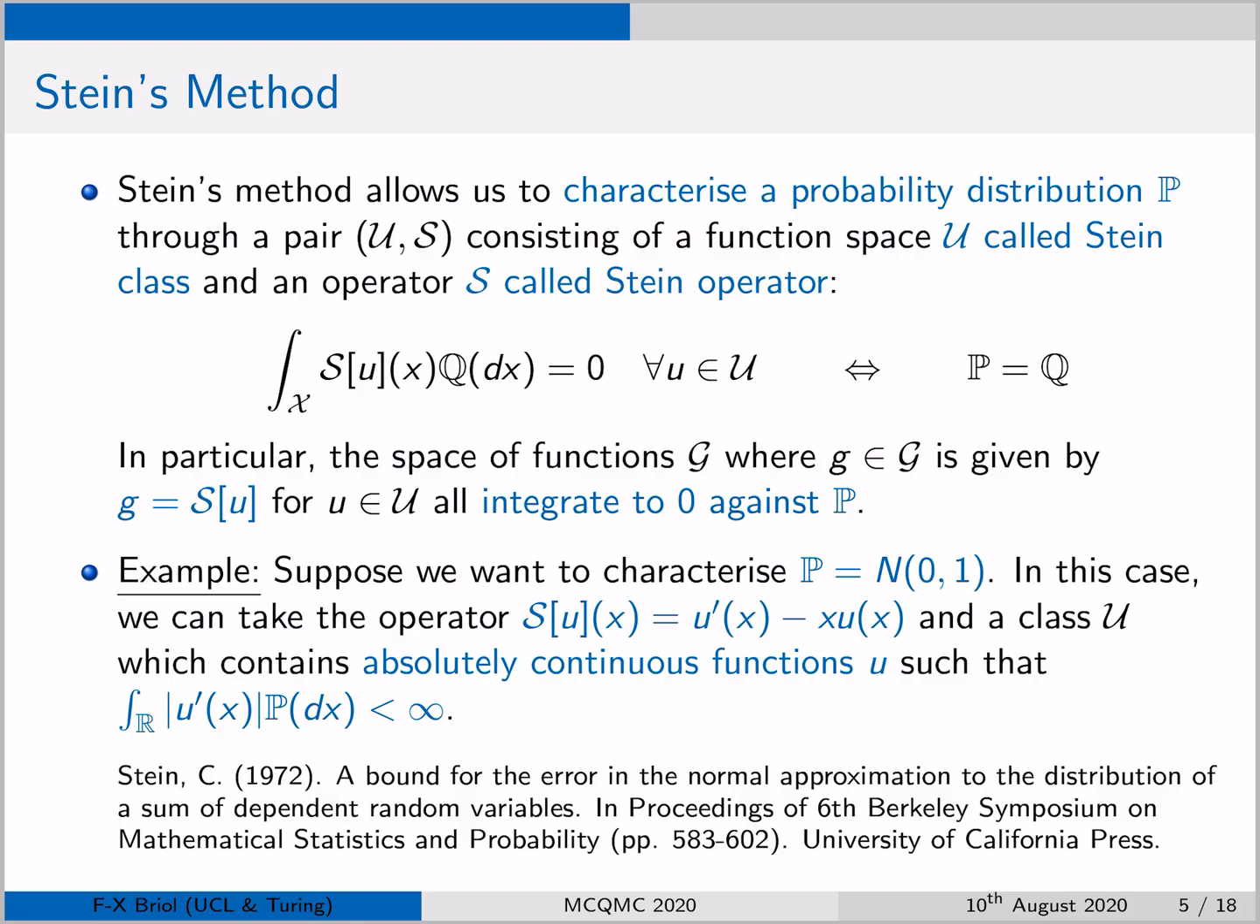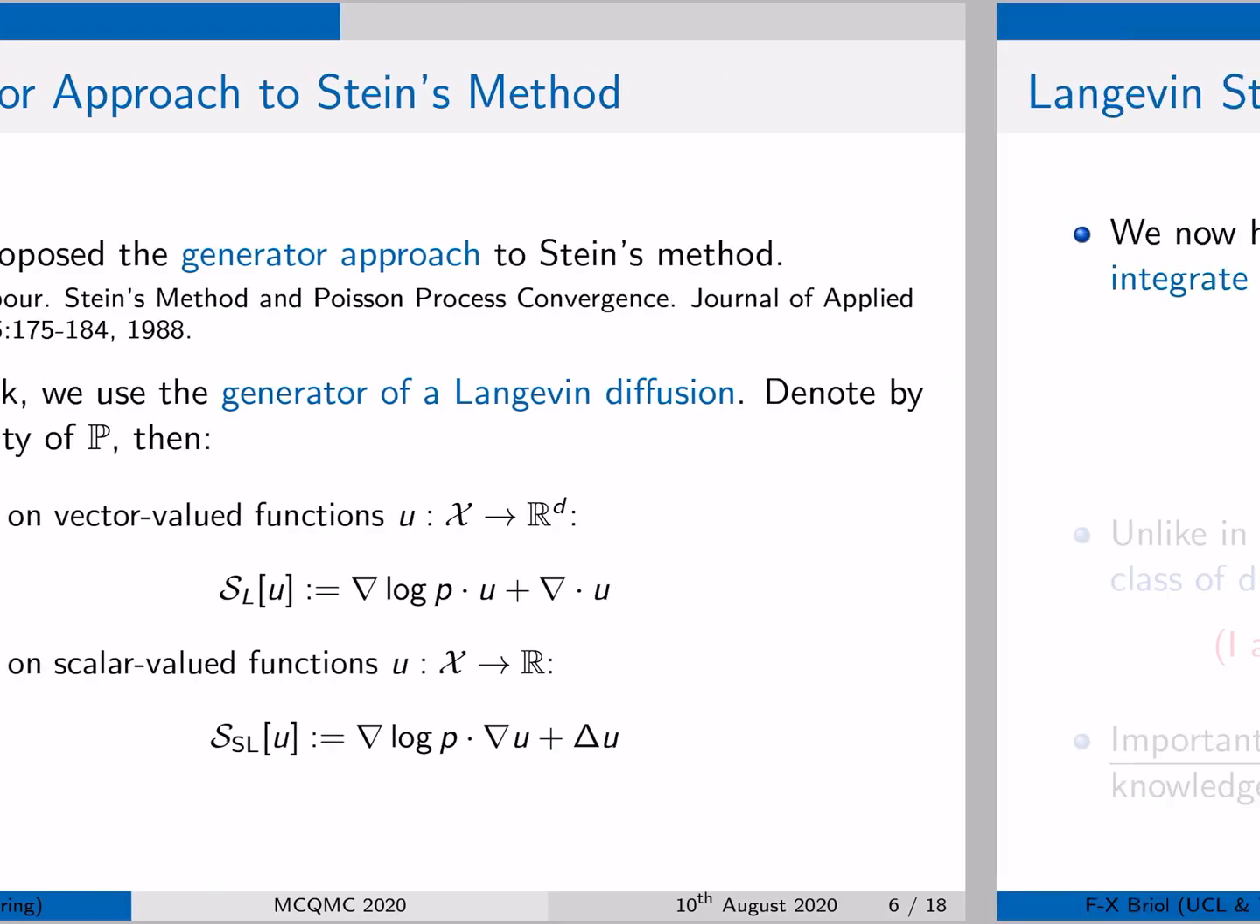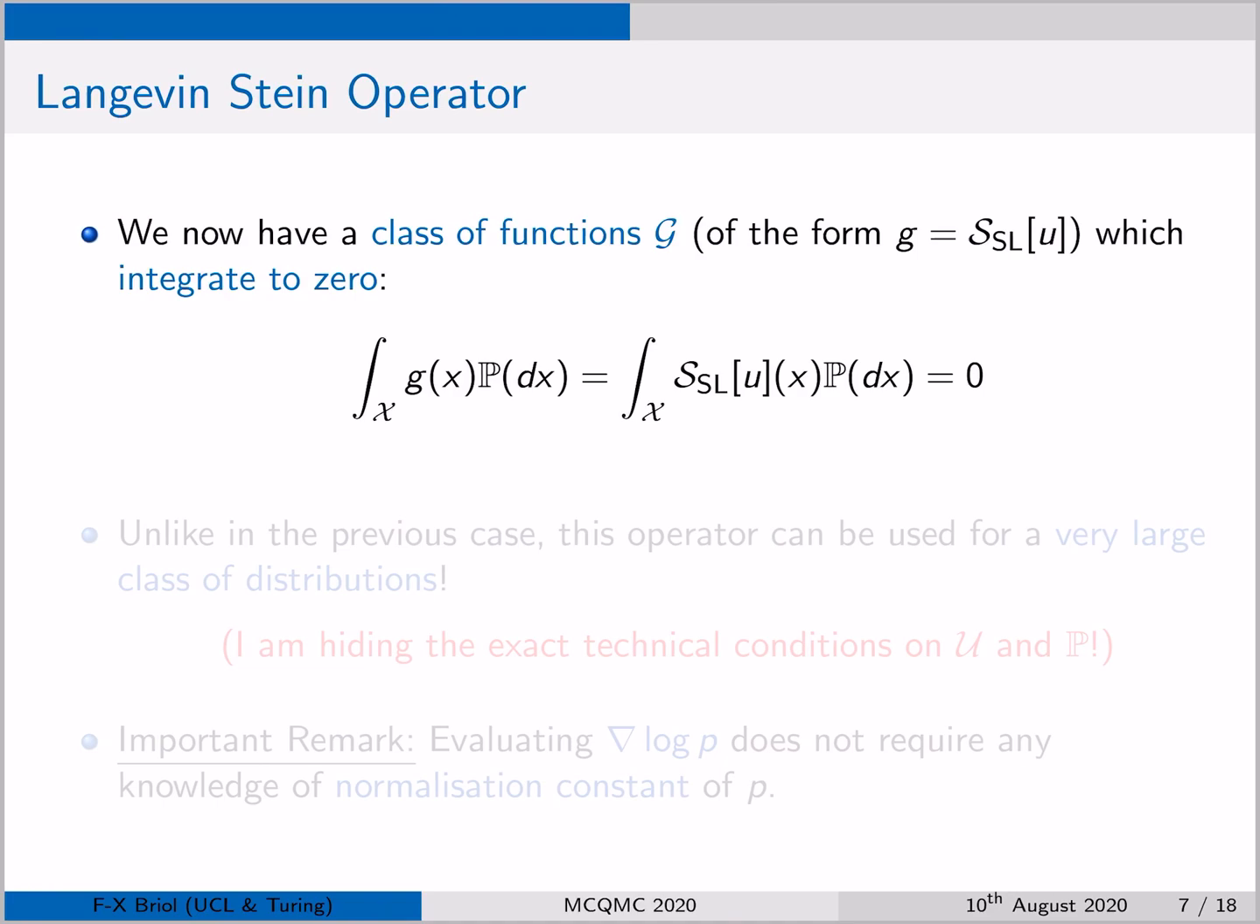So let's see how we can generalize that. One way to generalize it is through something called the generator approach to Stein's method. Here the idea is simply to use the infinitesimal generator of a certain Markov process as a Stein operator. Using properties of these infinitesimal generators, we know that we can use these as Stein operators. In particular, the example that I'll be using in this talk will be that of the generator of a Langevin diffusion. I've just written them here. So what I do now is I just take a function g of the form Stein operator applied to u, and this will integrate to 0 by construction.